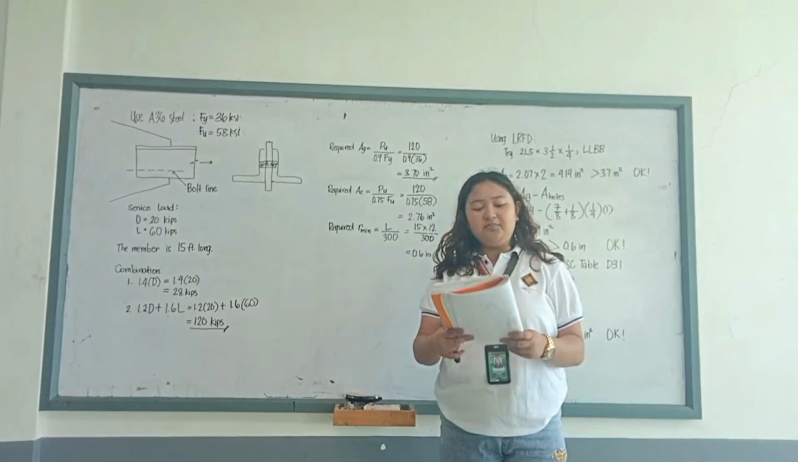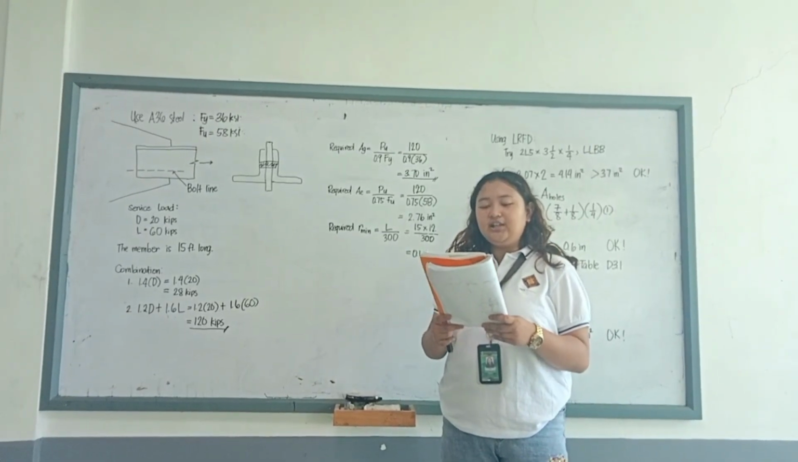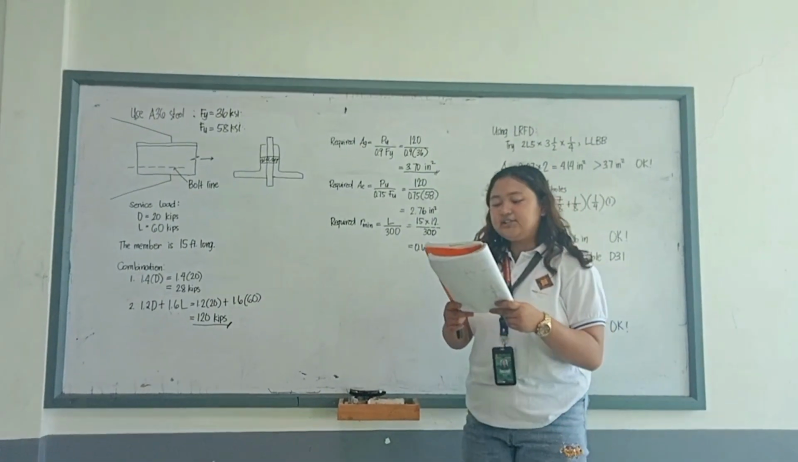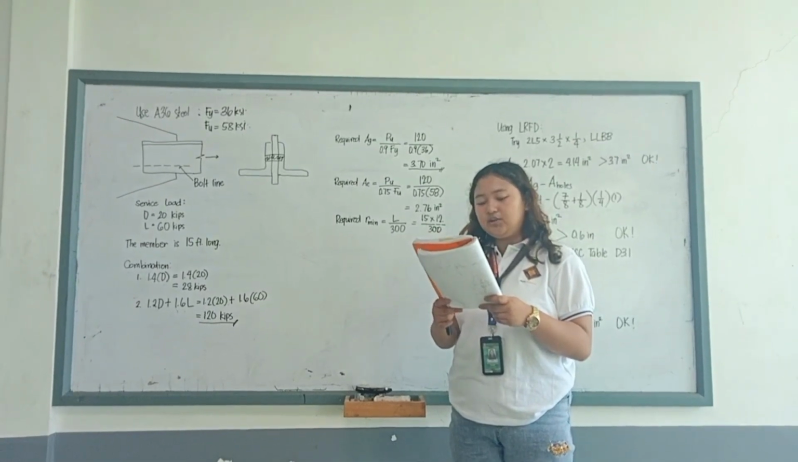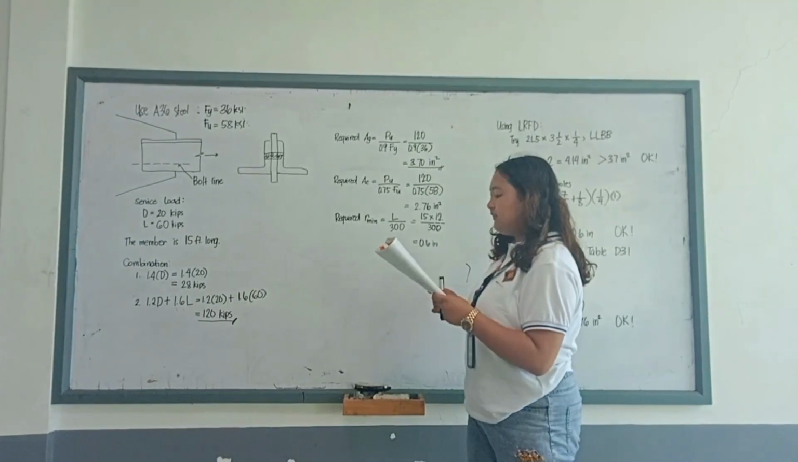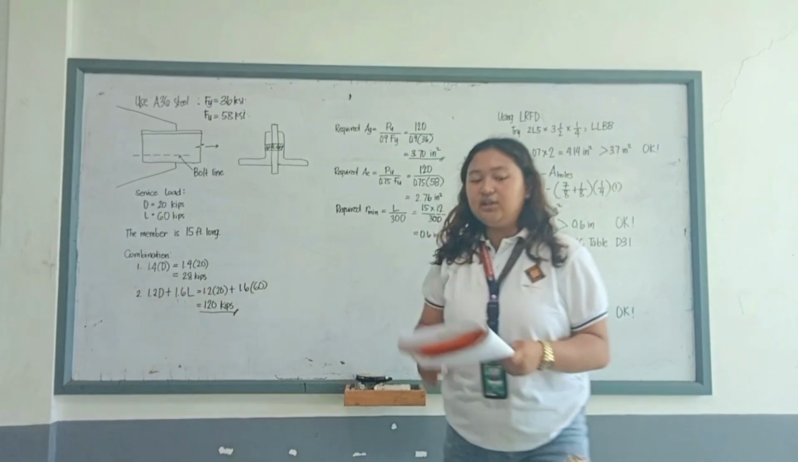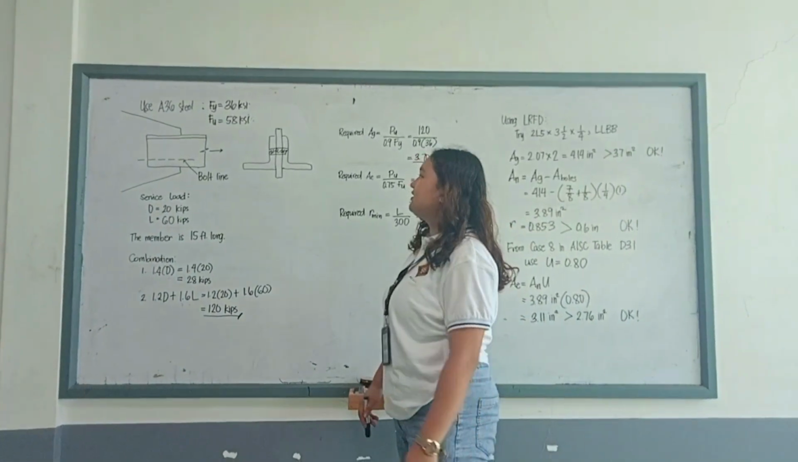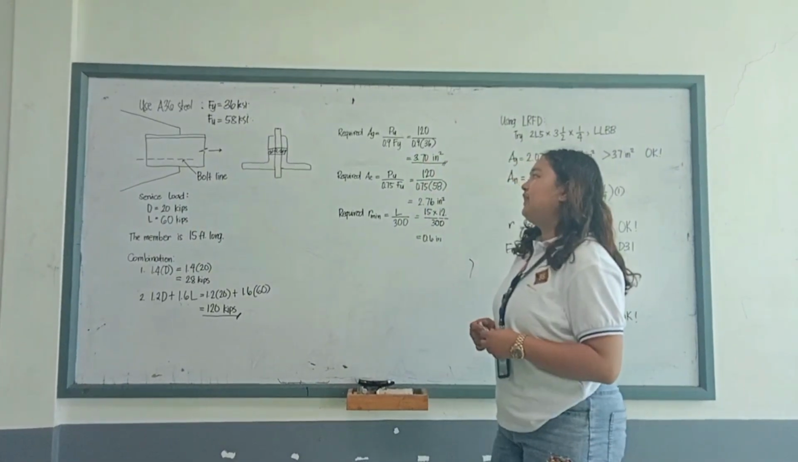For our next example, use A36 steel and select a double angle tension member to resist a service dead load of 20 kips and a service live load of 60 kips. Assume that the member will be connected to a 3/8-inch thick gusset plate with a single line of 7/8-inch diameter bolts. The member is 15 feet long. It was stated in the problem that we are going to use A36 steel with FY of 36 KSI and FU of 58 KSI.